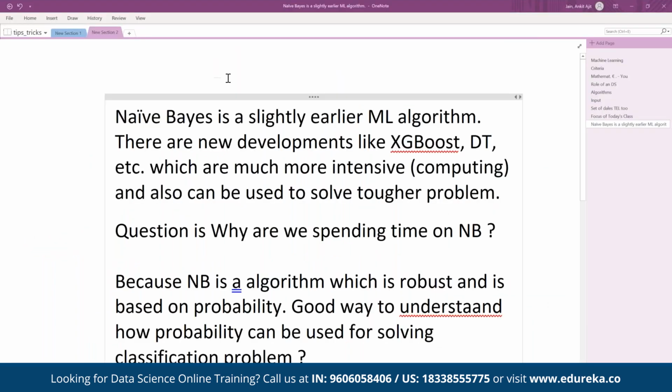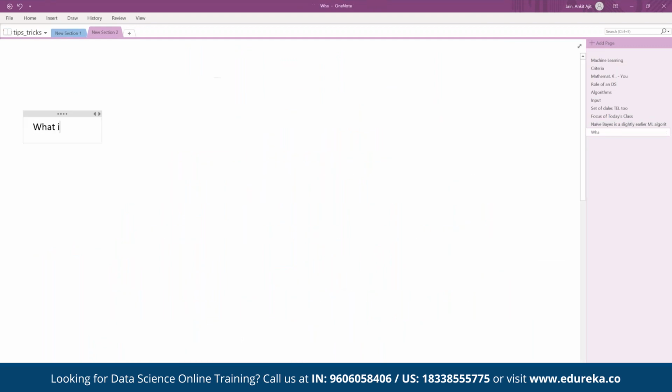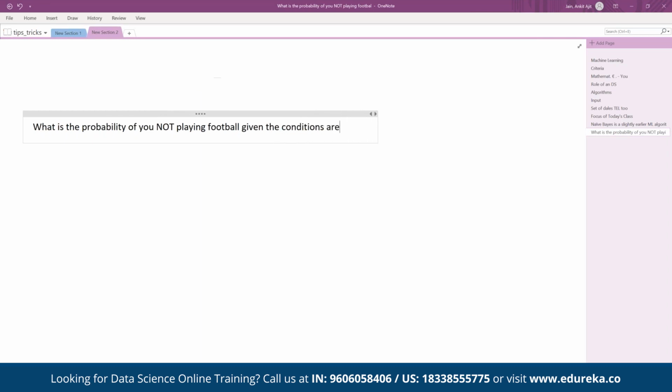So let me write this so that you understand. What is the probability of you not playing football, given the conditions are sunny and winter time? It will not be 0 or 1, it will have a value between 0 and 1. You need to quantify that. This is exactly what Naïve Bayes will do.